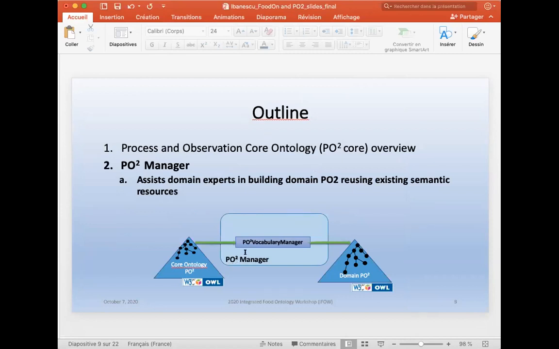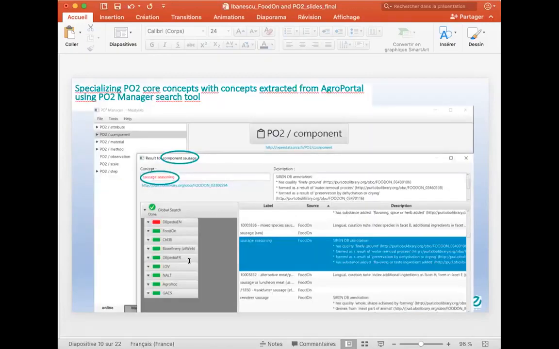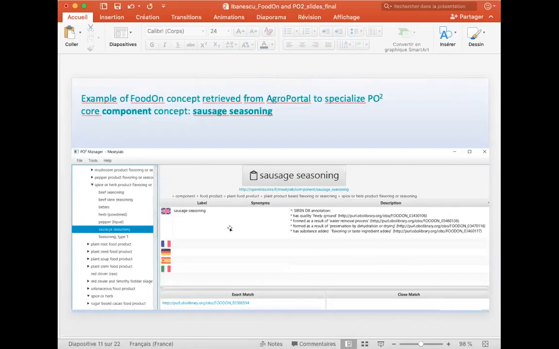The first objective of our tool, PO2 Manager, is to assist domain experts in building a domain ontology by extending the core ontology and reusing semantic resources. The searching functionality allows one to type the name of a concept. Here is sausage seasoning. Sausage seasoning to select some existing resources. The results of the search are displayed in a table. And if the user finds a useful concept, like for instance, sausage seasoning from FoodOn, and wants to reuse it in his ontology, our tool helps in adding this concept in the hierarchy and stores as an exact match the information about the reused concept, a FoodOn concept in this case.